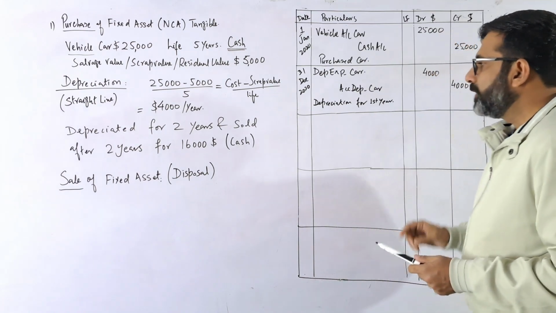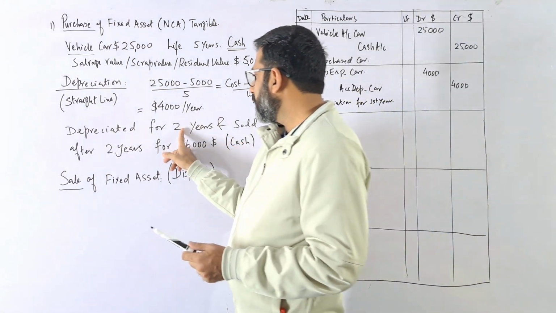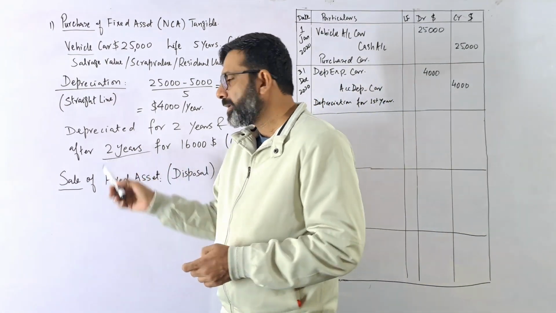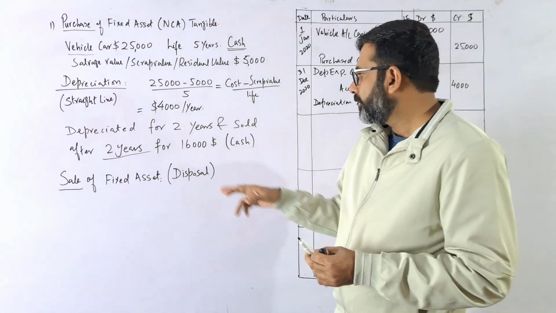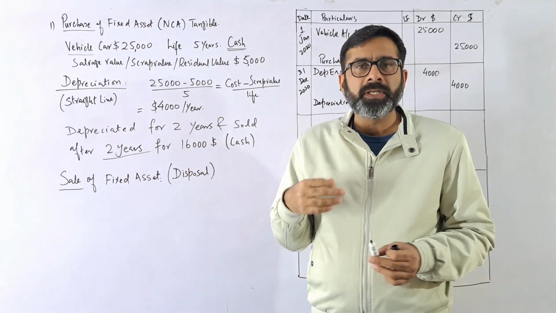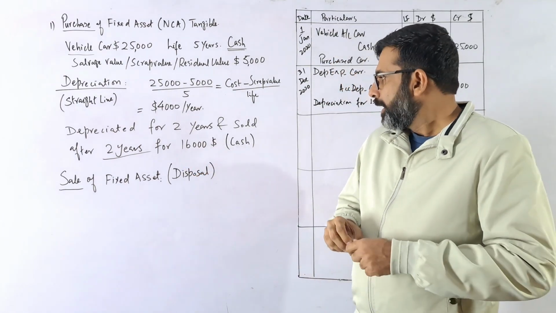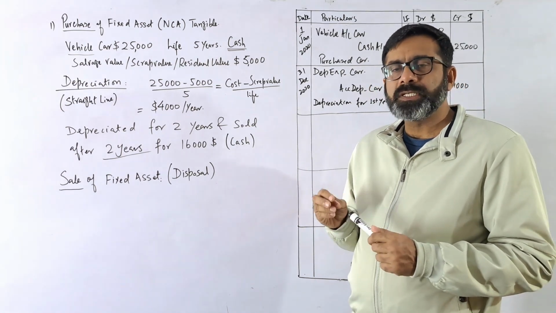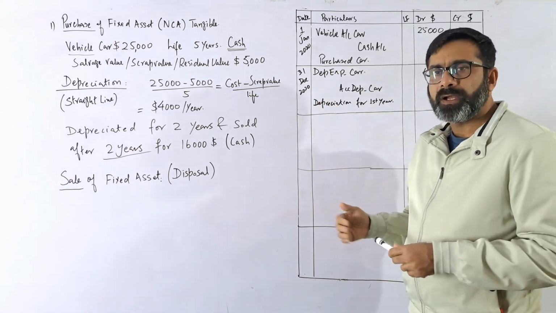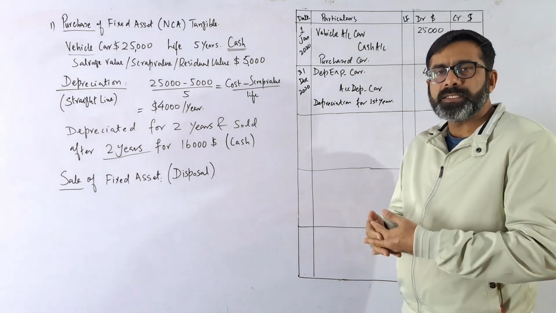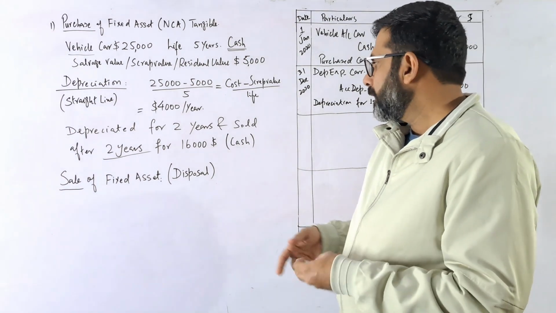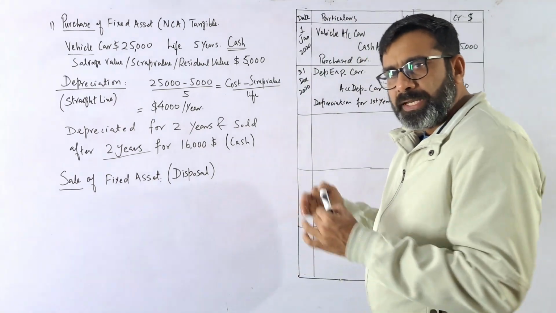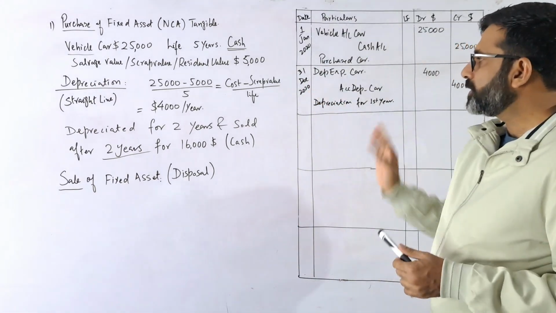Now we assume that it is depreciated for 2 years and then it is sold. Means after 2 years that asset is sold, and it is sold for 16,000 cash. Now it means that the business has used this car for how many years? For 2 years, and after that it is sold, okay, for $16,000. So first year depreciation is over.